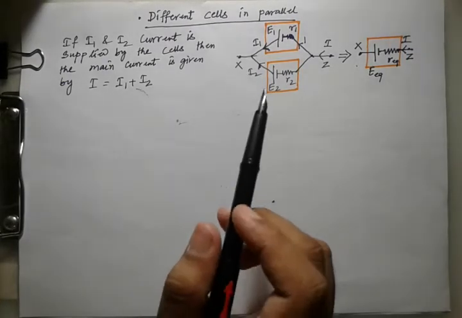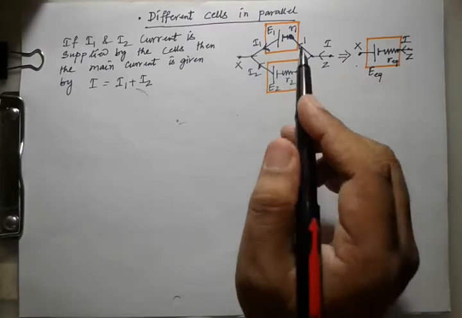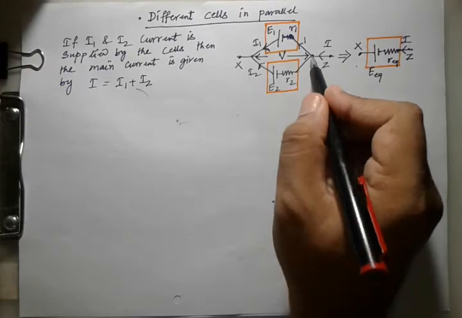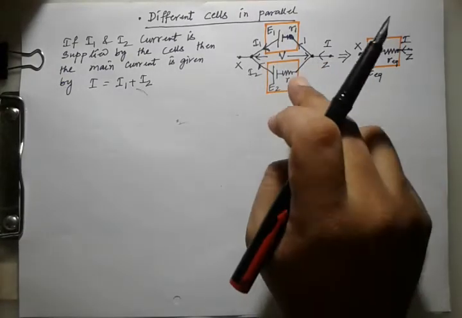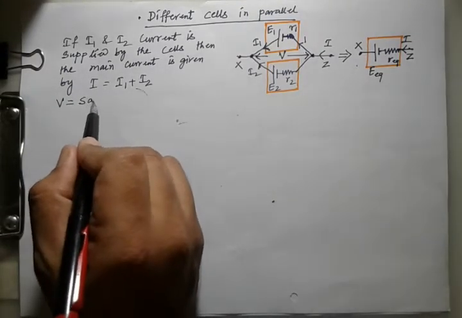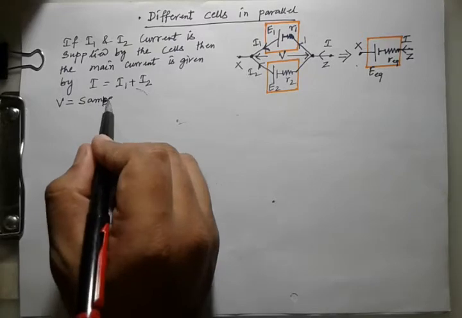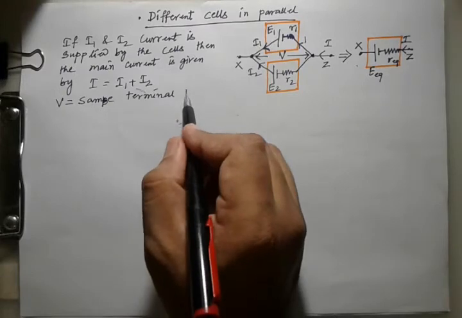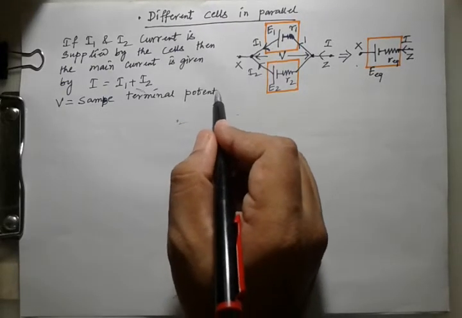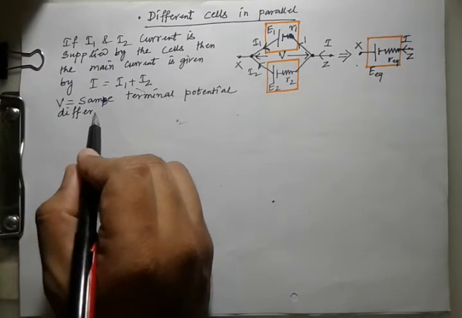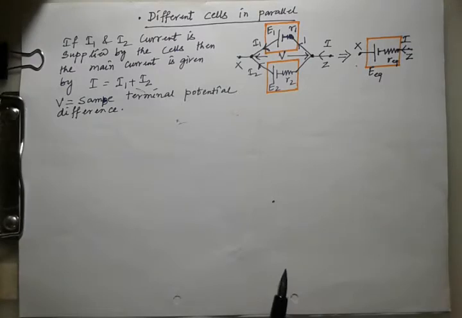Now both the cells have the same terminal potential difference. V is the same for both cases. V is called the terminal potential difference, as we already told in the previous video. So V is the same terminal potential difference, because they are connected in parallel.